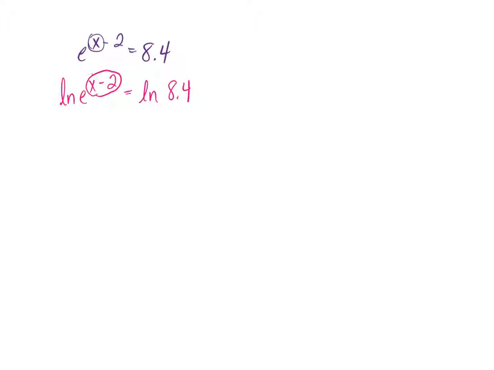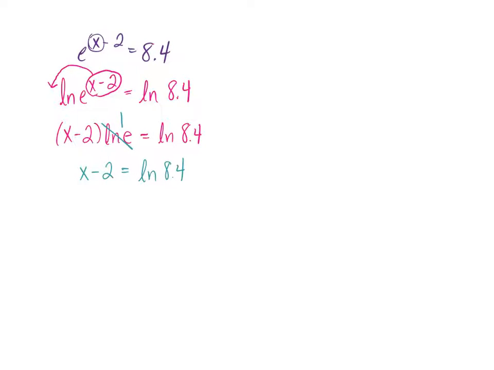This is my exponent, so I can move this out to the front. So I have x minus 2 times the natural log of e equals the natural log of 8.4. And another thing that you just need to memorize, the natural log of e is always 1, and the quantity of x minus 2 times 1 is just going to be x minus 2 equals the natural log of 8.4. And then I just solve for x.